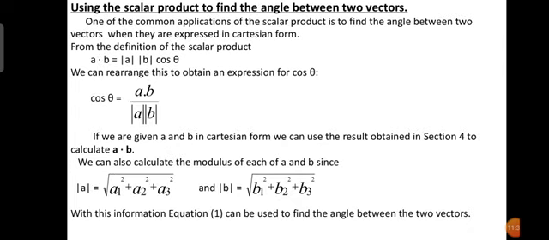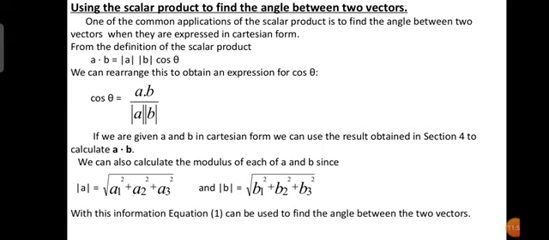And next, using the scalar product to find the angle between two vectors. How will you find the angle between two vectors? The angle between two vectors can be found from that definition also. A dot B is modulus of A into modulus of B into cos theta. From that, cos theta can be found out: A dot B by modulus of A into modulus of B.